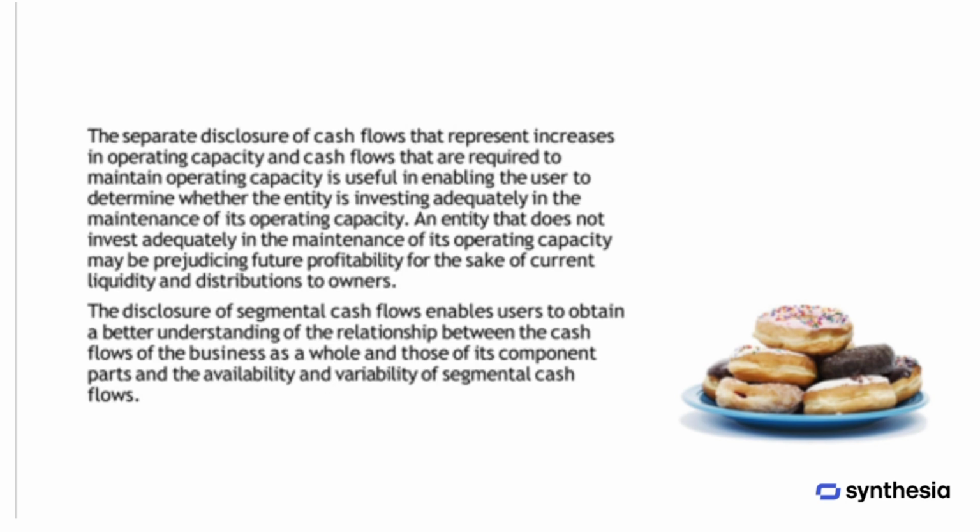The separate disclosure of cash flows that represent increases in operating capacity and cash flows that are required to maintain operating capacity is useful in enabling the user to determine whether the entity is investing adequately in the maintenance of its operating capacity. An entity that does not invest adequately in the maintenance of its operating capacity may be prejudicing future profitability for the sake of current liquidity and distributions to owners.